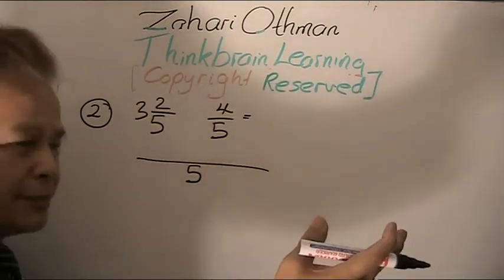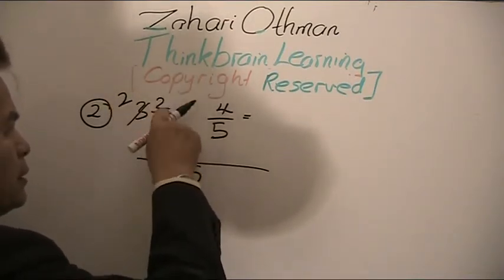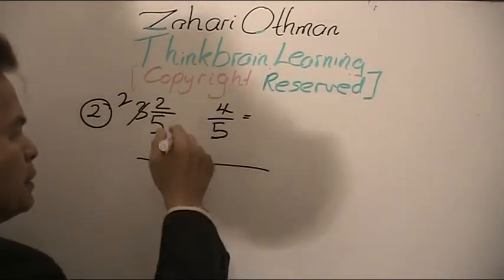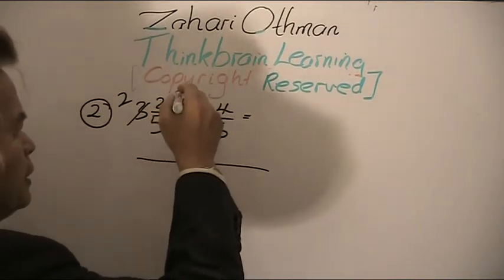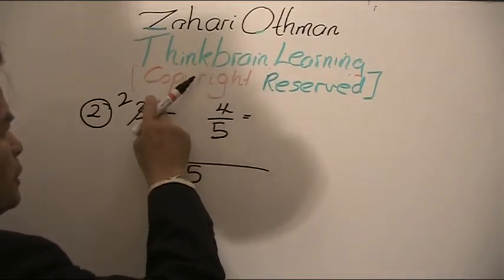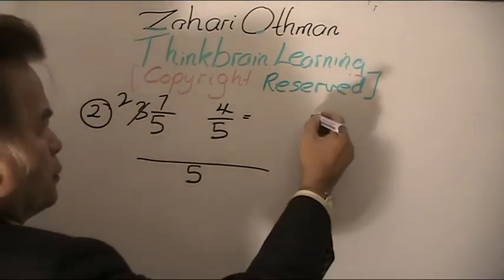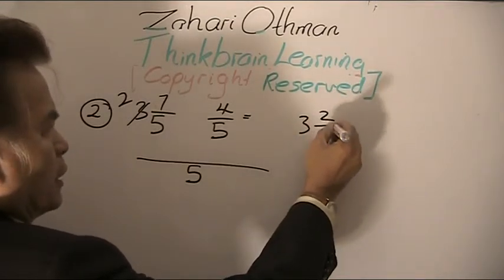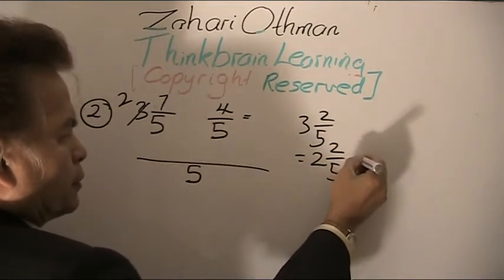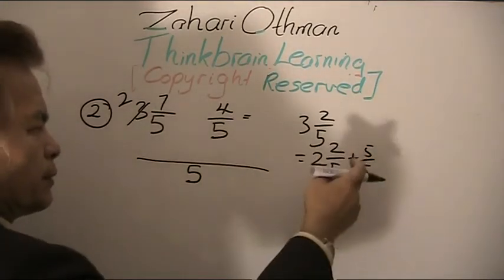You can do it mentally, right? You borrow this 1, this is going to be 2, and now this becomes 2 over 5 plus 5 over 5. You can do it mentally, right? So that is 7 over 5. So here you can put 7 here. So instead of 2 over 5, you can change that to 7 over 5. You know why? Because 2 over 5 is the same thing as 2 over 5 plus 5 over 5, so that will be 2 plus 5, 7 over 5.